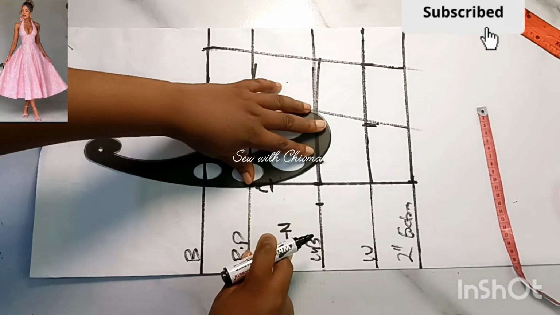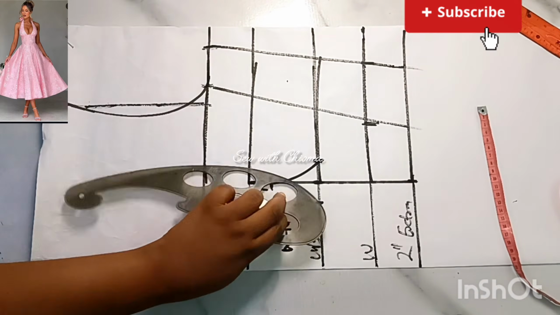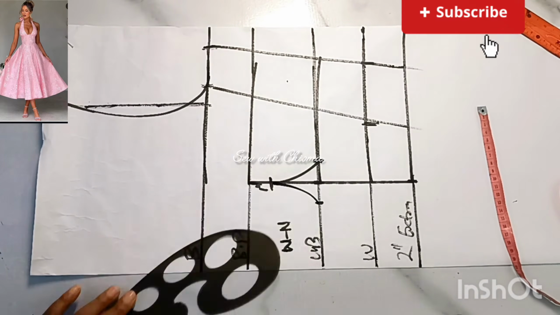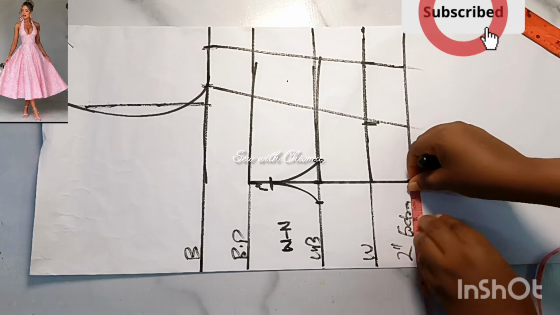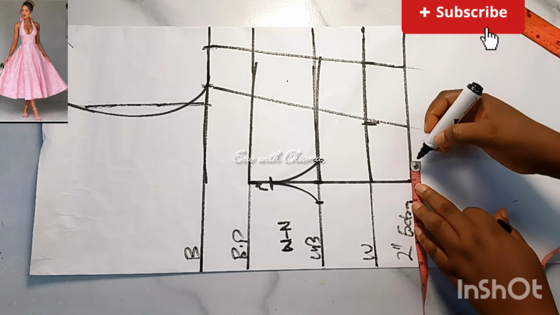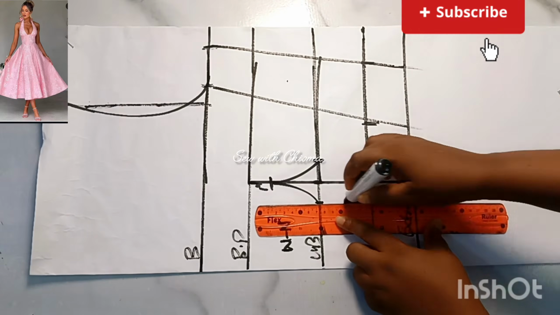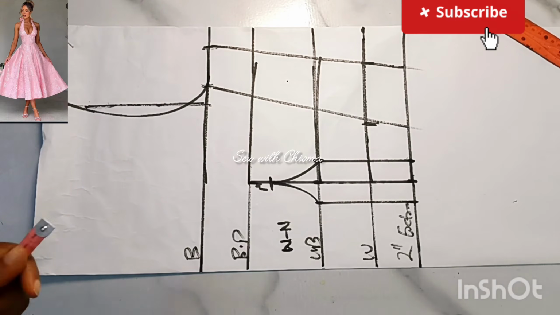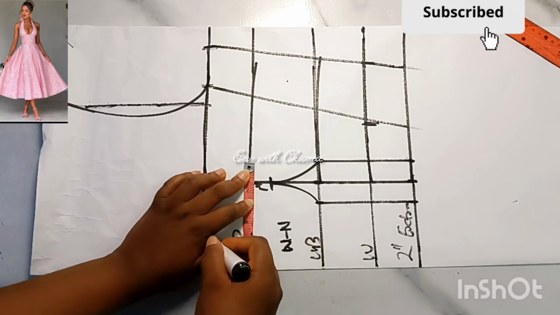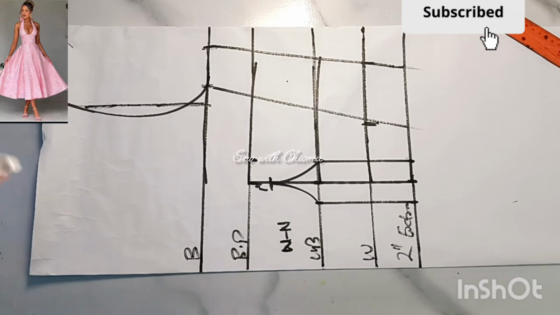Use your French curve and connect it. You can see how I'm doing it. I'm trying as much as possible to be fast, so this video does not take too long. Now the same 1 inch, you come by the waist and mark it straight down this way. Another thing we have to mark. Remember, this is an under bust. By this side you mark 1 inch.